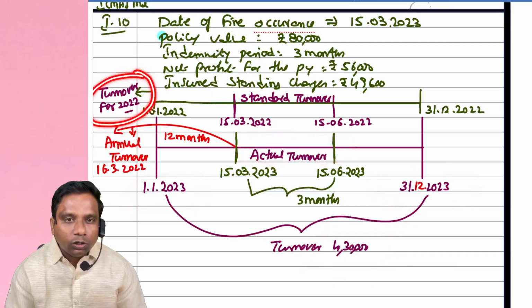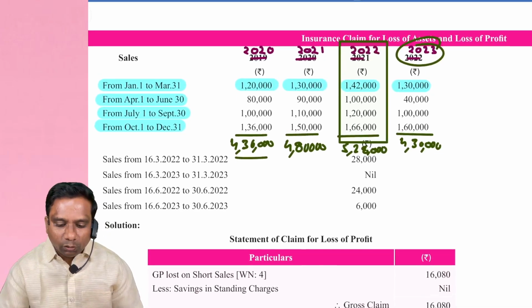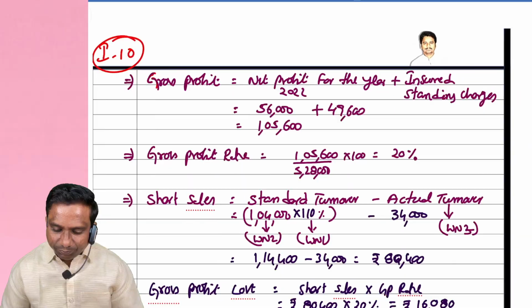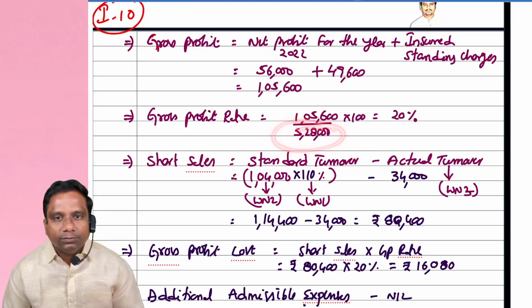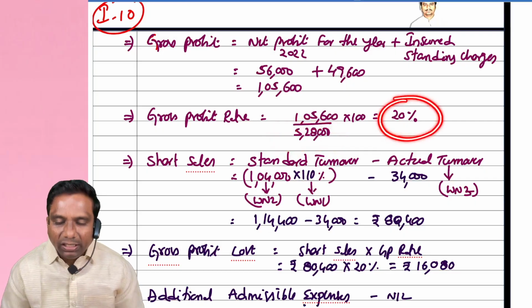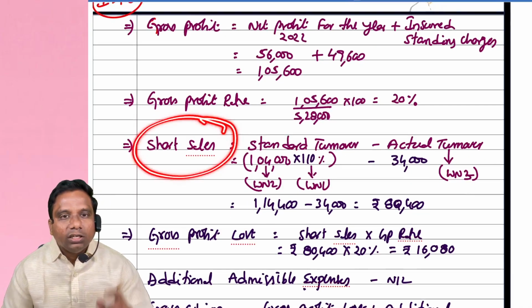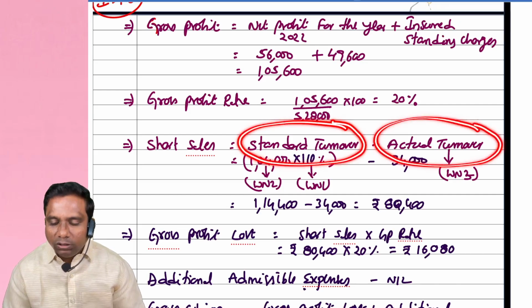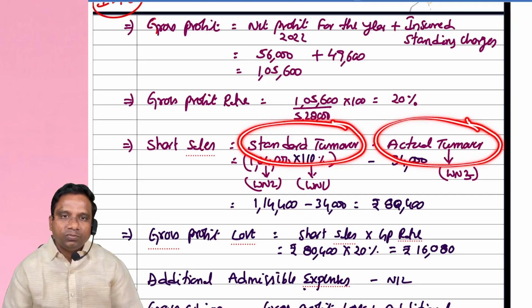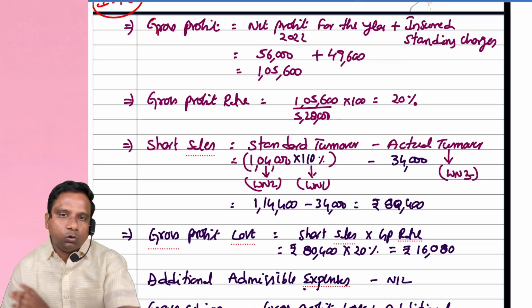Next, what is the turnover for 2022? Just now we have calculated how much? 5,28,000. So apply this in the formula. What is our gross profit rate? 20%. Second step completed. Now calculate short sales. Short sales is the difference between standard turnover and actual turnover. Yes or no?